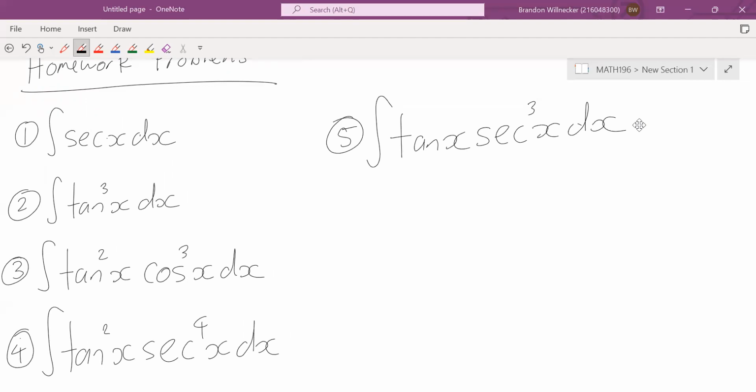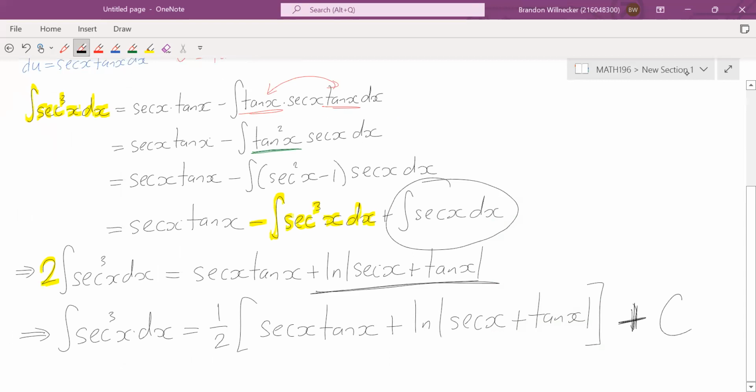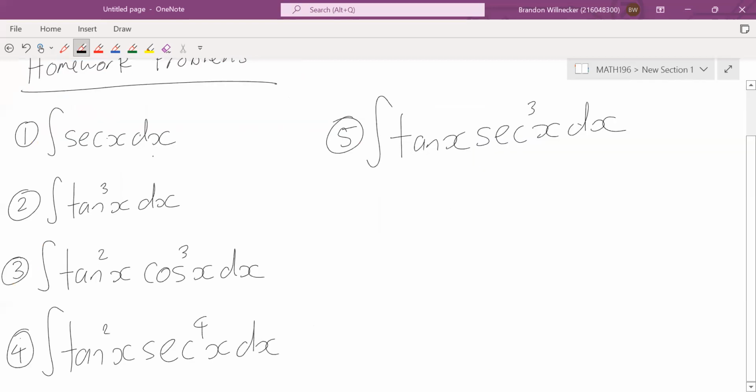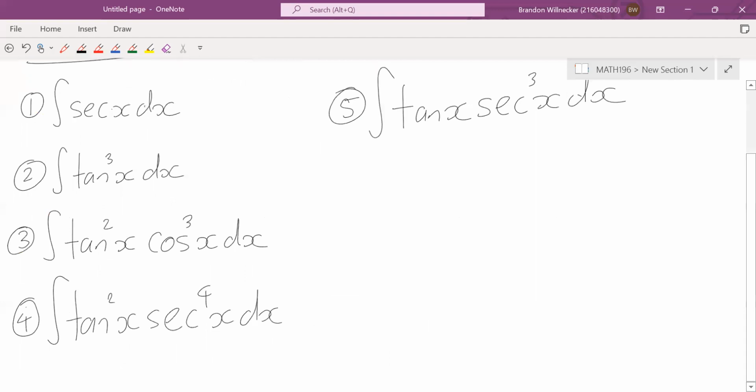So this first one here, that's just proving what we used over here. I just put the answer there, but I would like you to work it out separately. The integral of tan cubed, that's not too bad to do. And then everything else is all right.